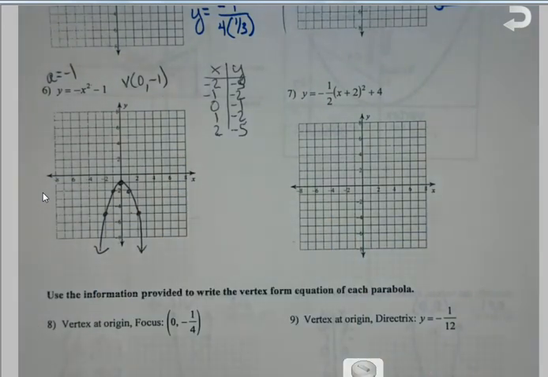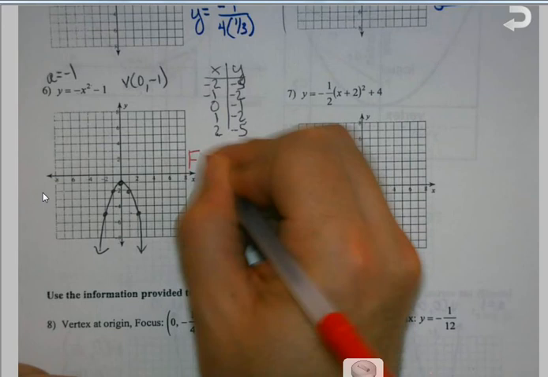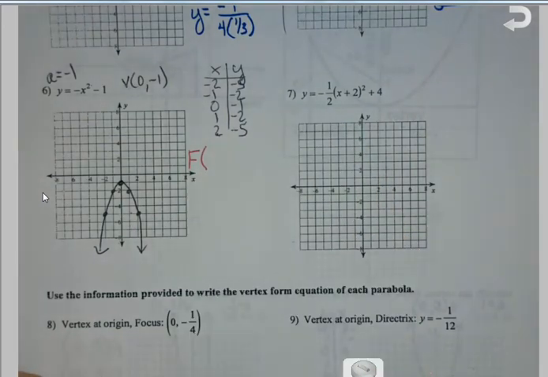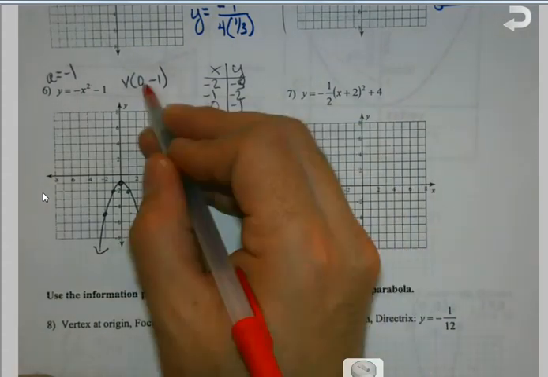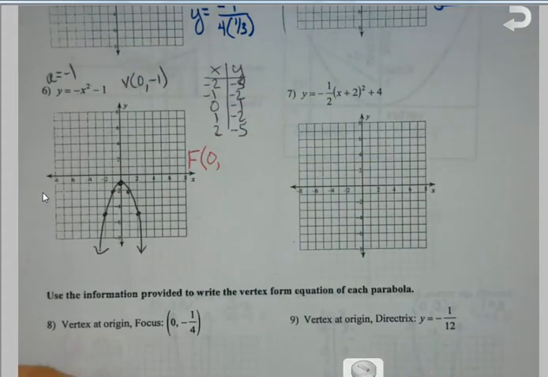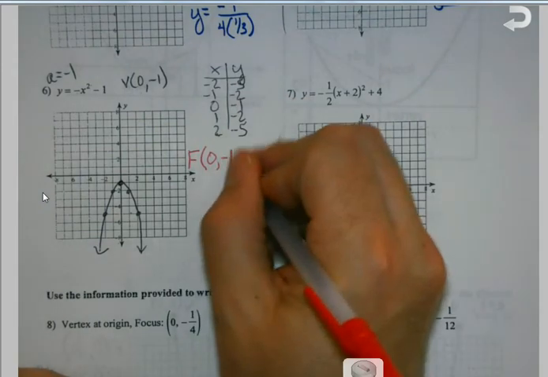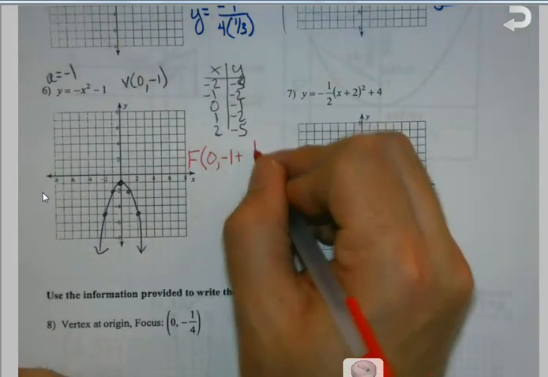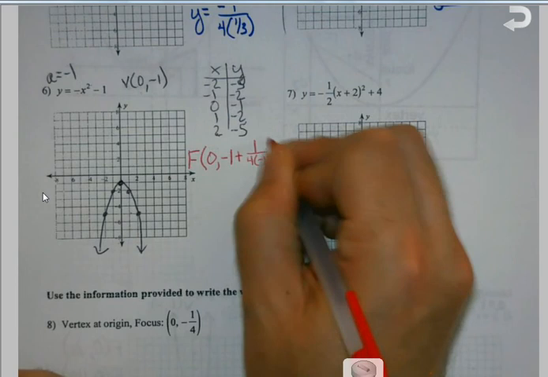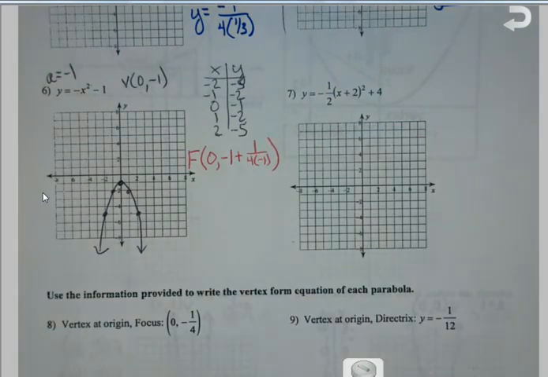So opening down is going to change a couple of things. My focus will still be inside of my parabola, but my directrix now, instead of being below it, is going to be above it. But the formula is not going to change. So again, when I'm finding my focus, it's going to be my h value, which in this case is 0, and then my k plus 1 over 4a. And again, just until you get used to it, I just keep writing it out this way, and then you'll start knowing the formula off the top of your head, and it'll be simple.